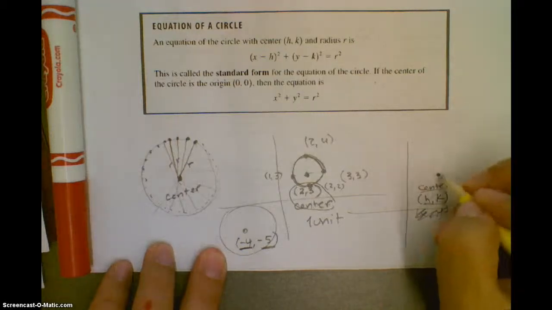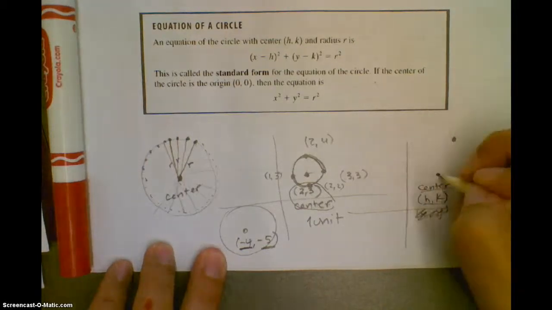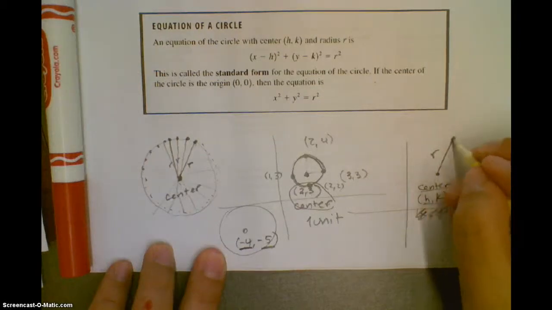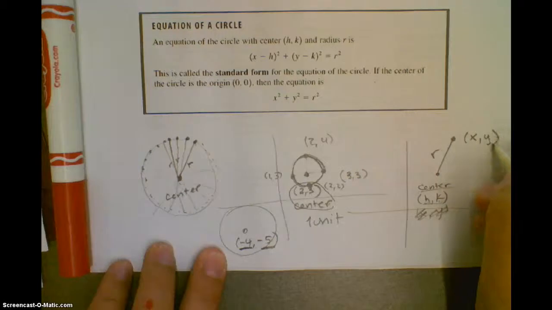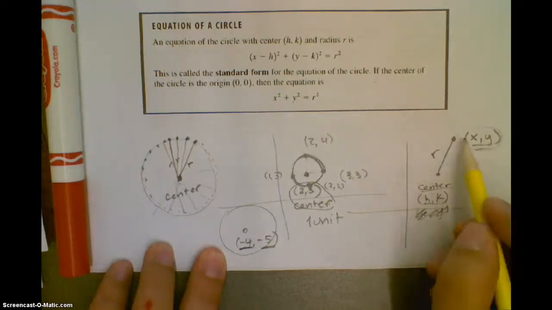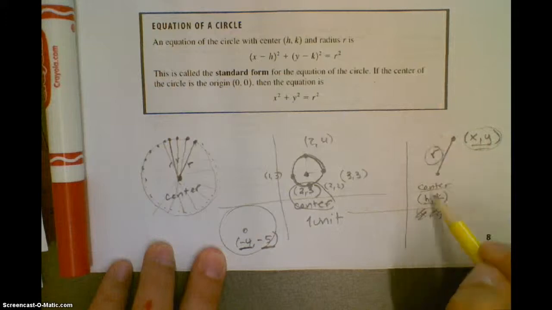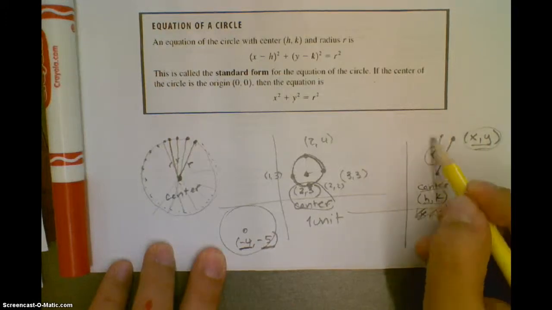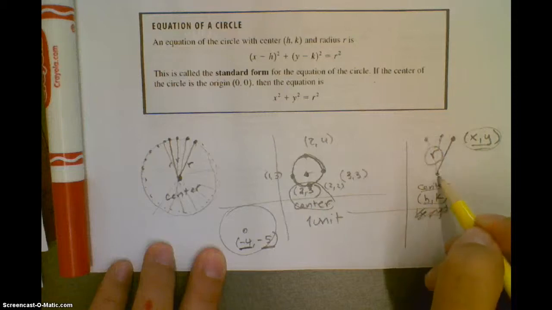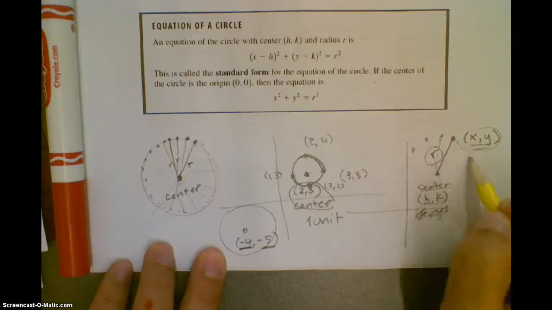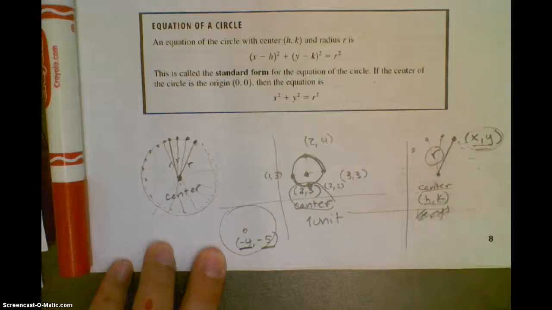So if I have a point that is a distance r from this center, this point in general will be called x, y, okay? And I want to have a representation for all the points x, y that are a distance r from my center. So this is another x, y that is a distance r from the center. This is another point x, y that is a distance r from the center, and so on. So the only thing that I have to do now is just apply the distance formula.